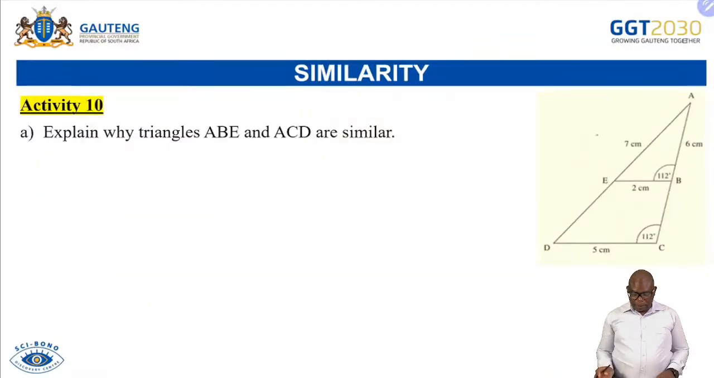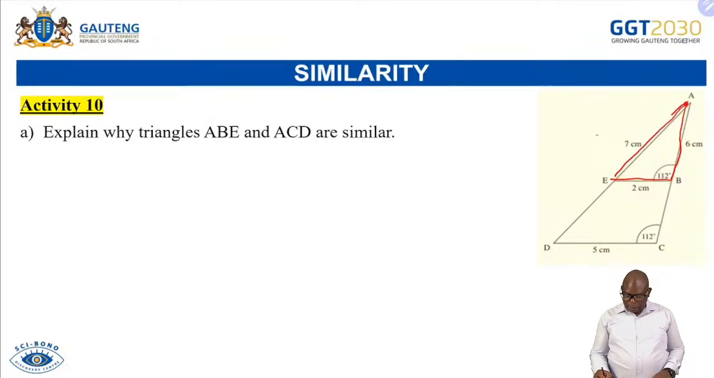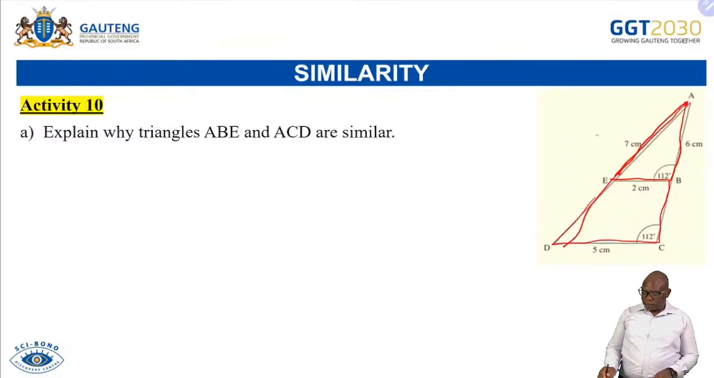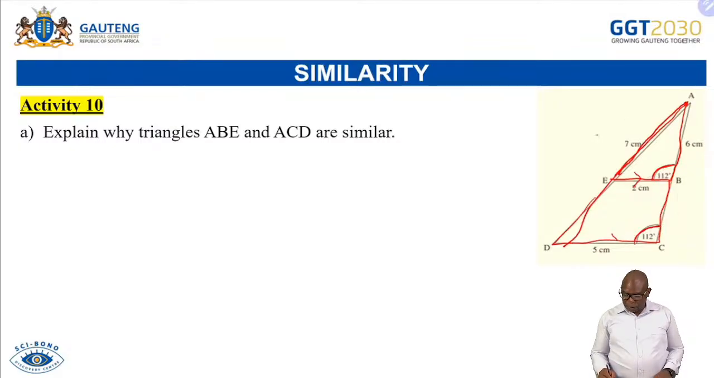Explain why triangles ABE and ACD are similar. Now, we want to explain why triangle ABE and triangle ACD, the smaller triangle and the bigger triangle, are similar. Now, if these two angles are equal, what can we say? This line here will be parallel to this line there, because they are corresponding angles. Right.